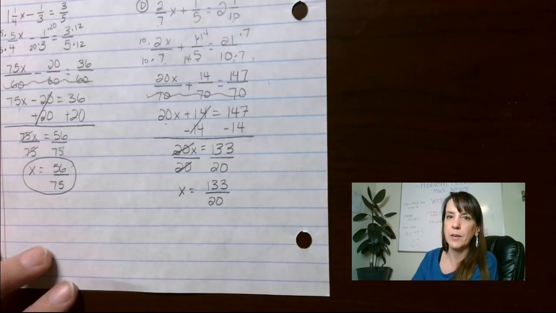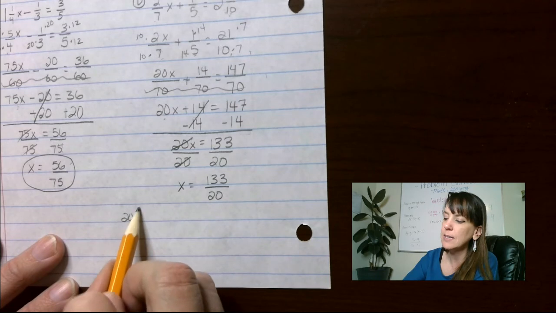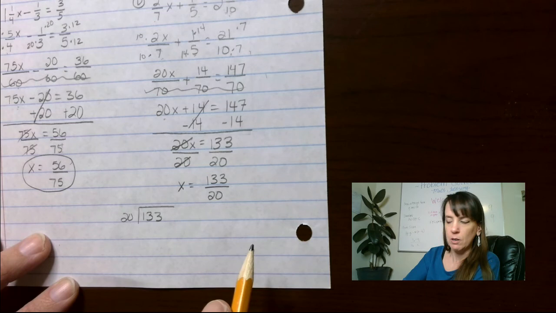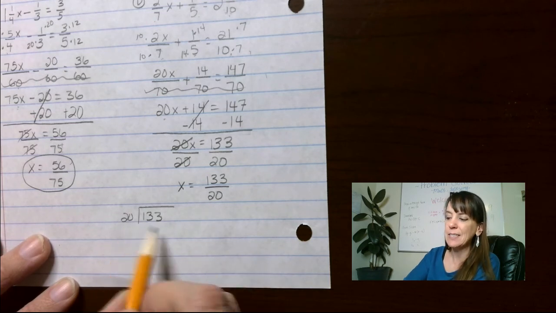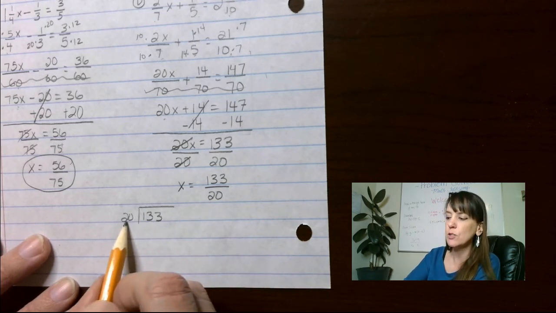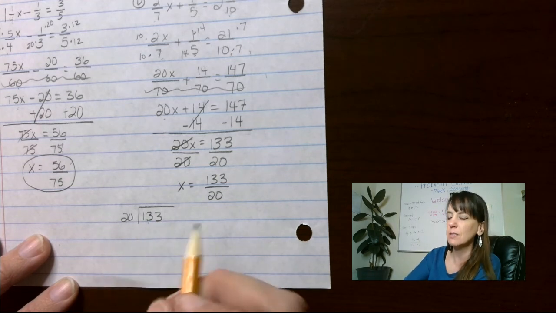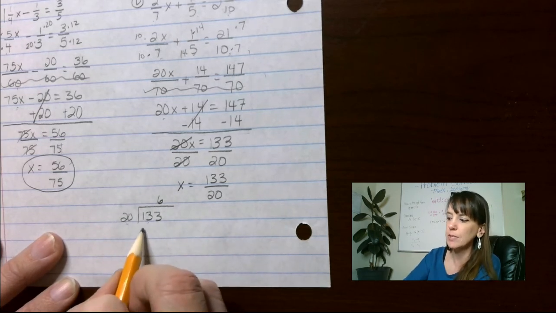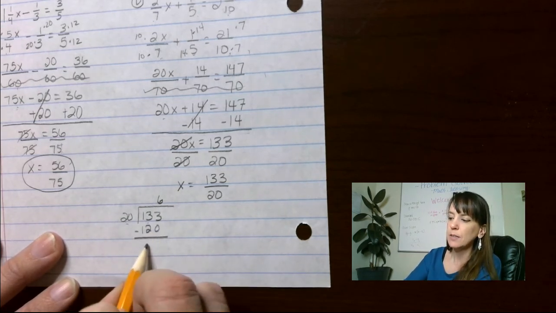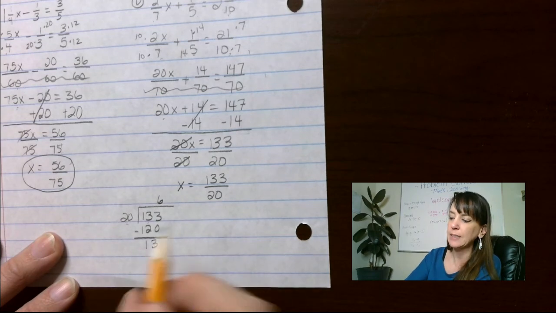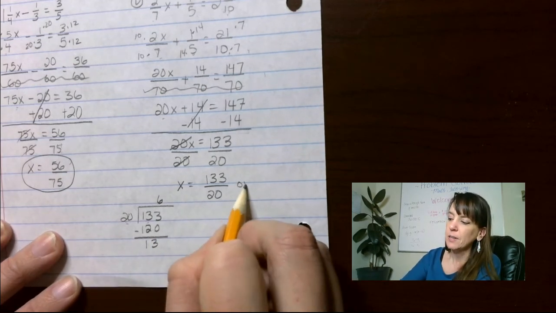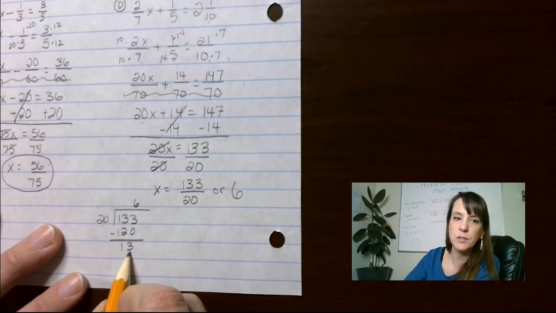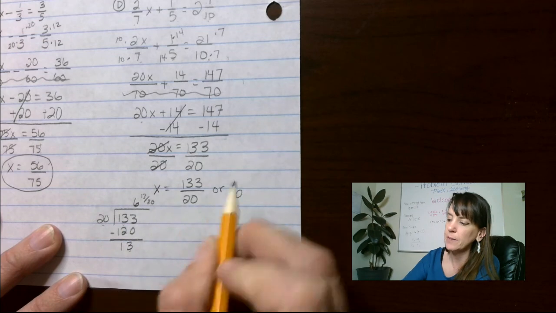Let's do a little side work to see what that is as a mixed number. Words are hard tonight. So I know I can't go into 7 because that would be 140. So 20 goes into 133 six times. 6 times 20 is 120. So that gives me a remainder of 13. So I get 6, and the remainder is 13, so it's going to be 13 over 20.